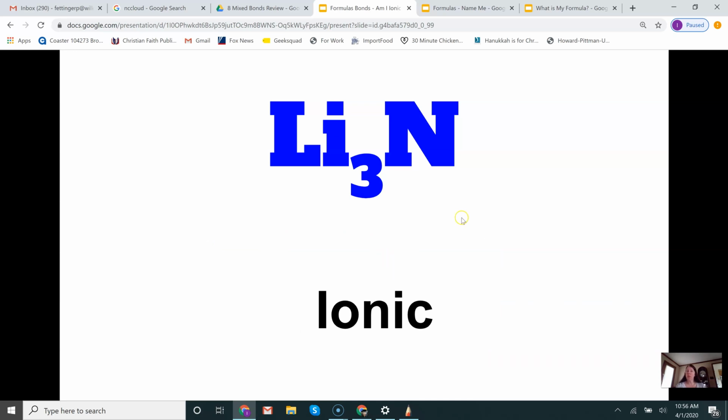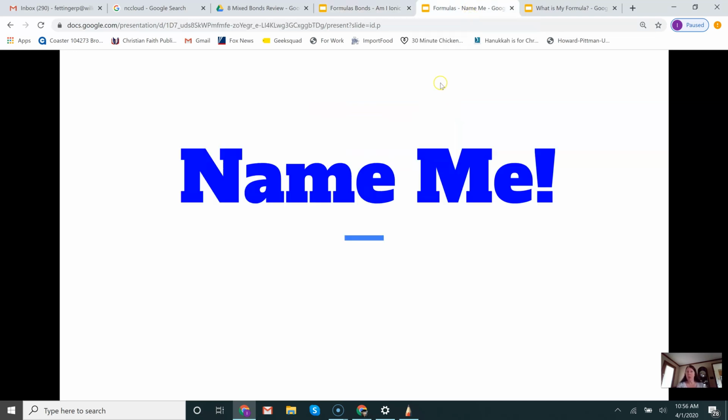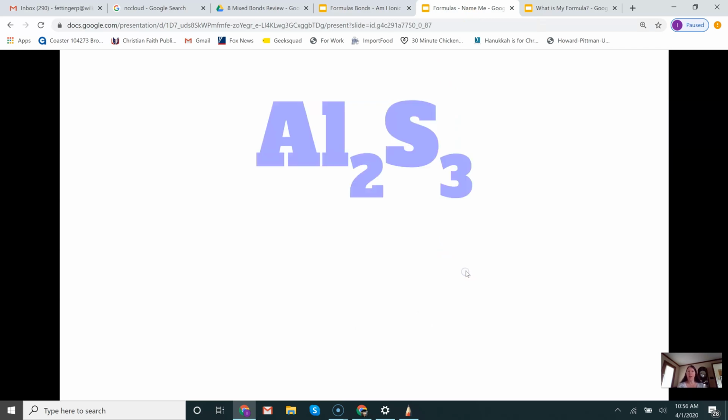So that's the first thing you always want to do when you see your formula, is just determine what bond is present. So let's say we've decided that we know what kind of bond it is, how are we going to name formulas? So let's give that a shot. The next thing we're going to do is practice the naming.